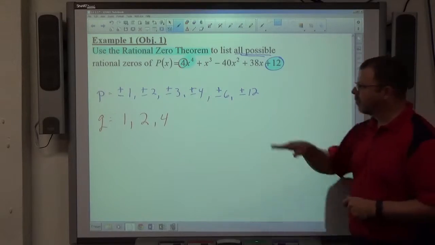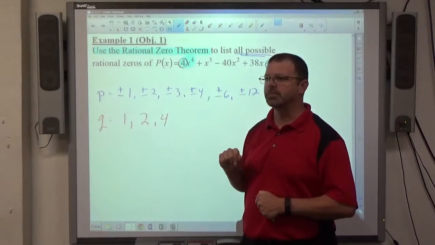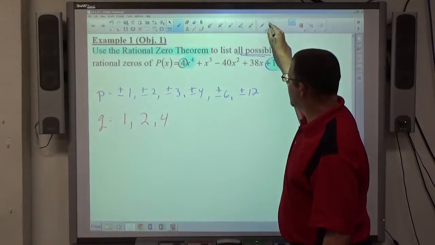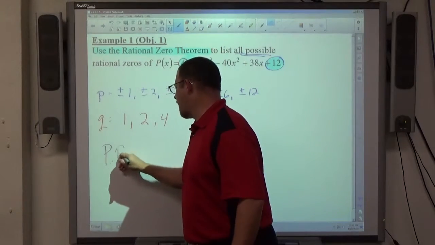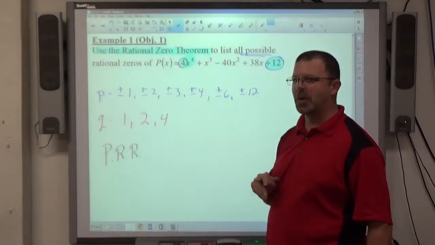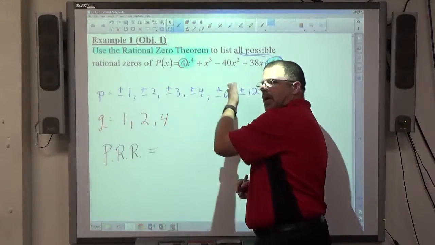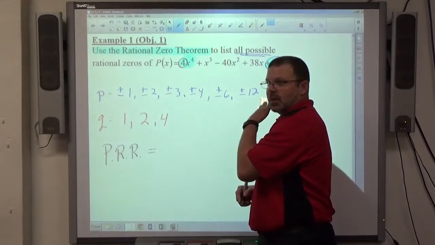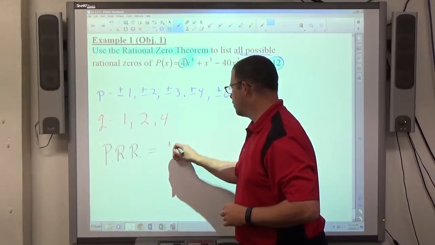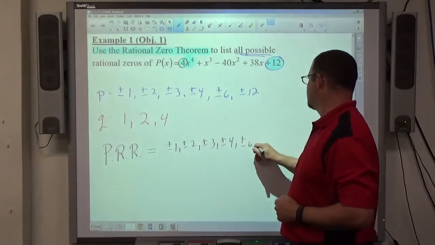That'll get my mind wrapped around the fact that I've got to put plus or minus on my answers. Plus or minus 1 over 1 is plus or minus 1. Plus or minus 2 over 1 is plus or minus 2. So you don't have to put plus or minus in both of them. All we have to do here is list all the possible rational zeros. The possible rational roots, I usually call them PRR. If you want to go PRZ, that's fine too. Possible rational answers are going to be plus or minus every one of these P's over every one of these Q's. So dividing by 1, you get the whole list of P: plus or minus 1, 2, 3, 4, 6, 12.